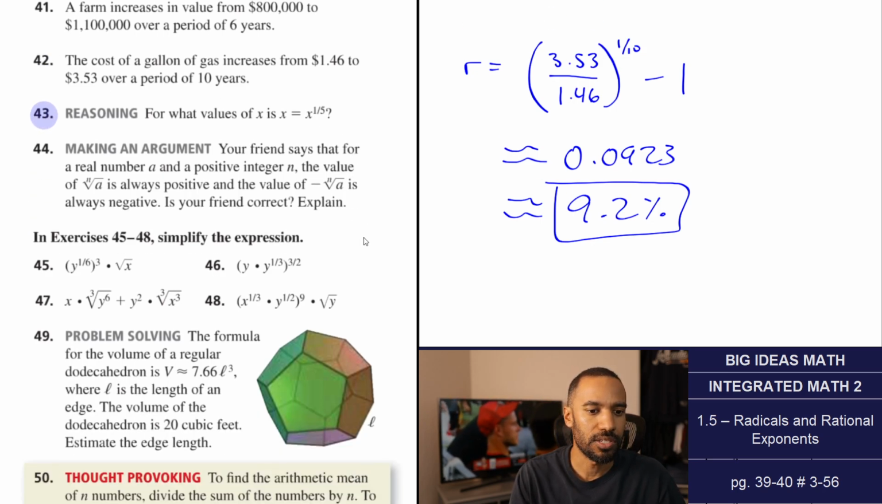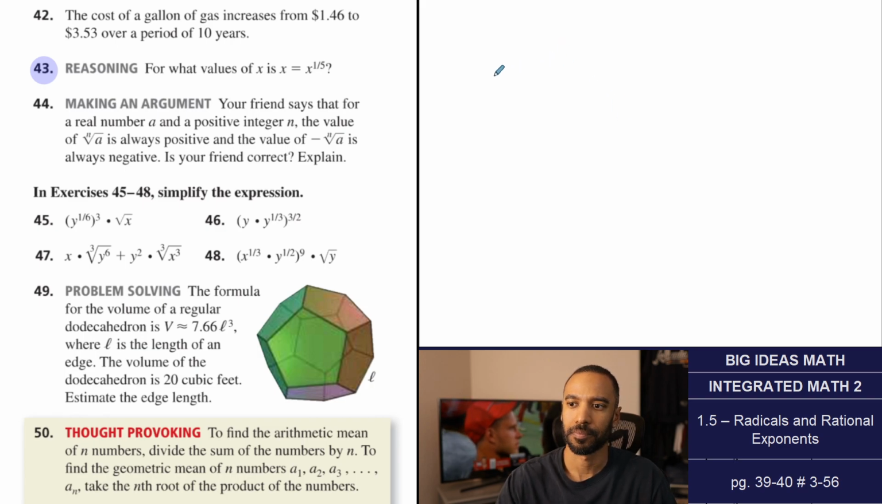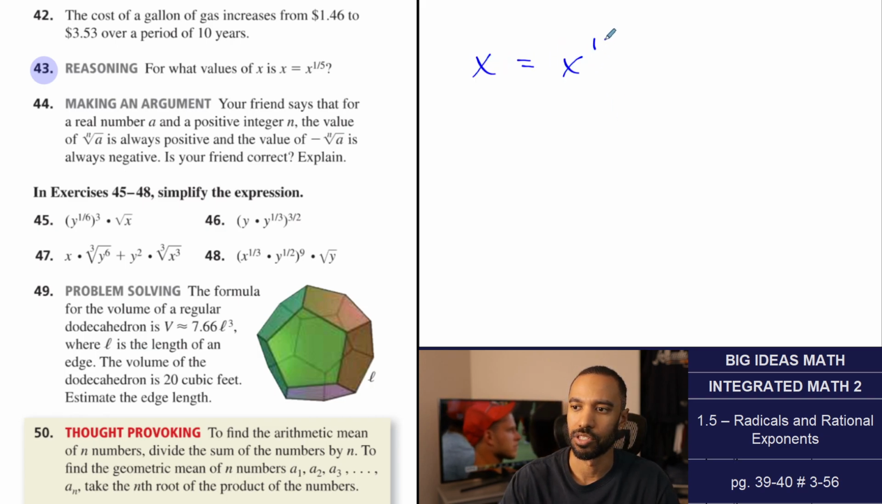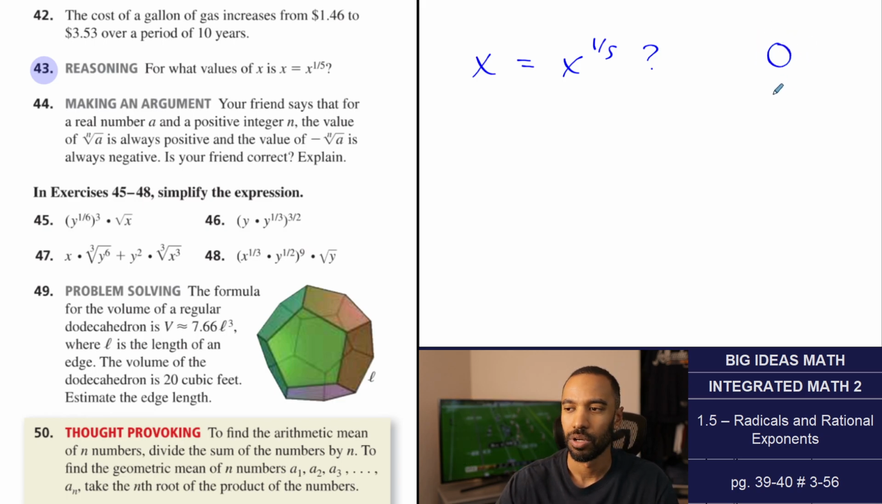Number 43, in reasoning, for what values of x is x equal to x to the 1/5 power? When does x equal x to the 1/5 power? I don't know if they're asking for guess and check. Let me tell you some off the top of my head that I know. 0, 1, and -1. 0 equals 0 to the 1/5. 0 to the 1/5 is 0. 1 to the 1/5 is 1. And -1 to the 1/5 is also still -1. It stays negative in that case.